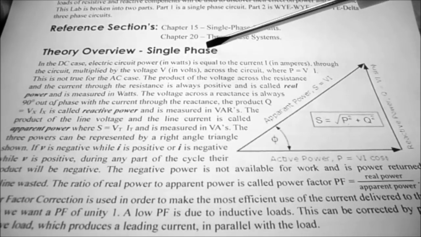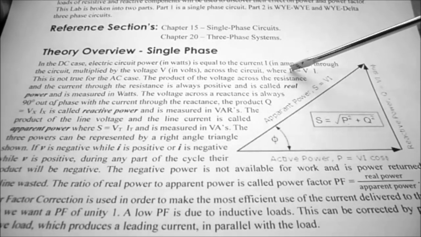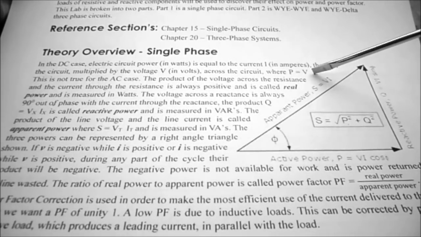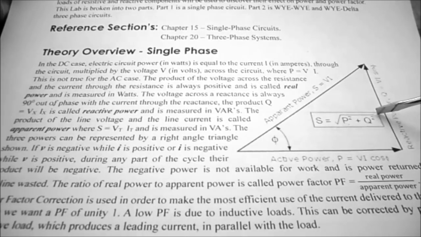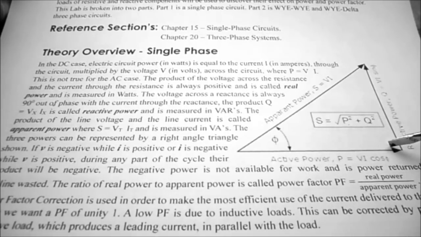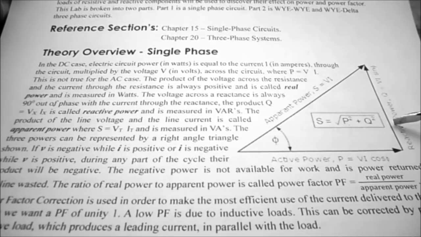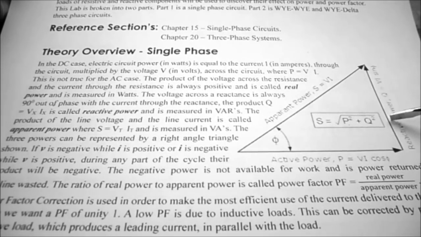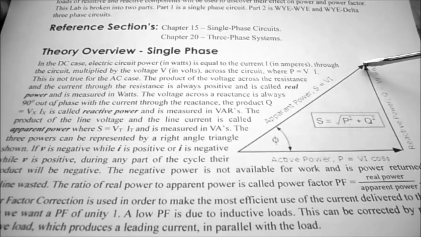Now in the theory overview, we can see that in a DC case, power is equal to voltage times the current. But when we have an inductive or capacitive component in our circuit, the resistor is the active or real power, and then the current flowing through the reactive component of your circuit will create reactive power. The apparent power will be the resultant of those two powers.